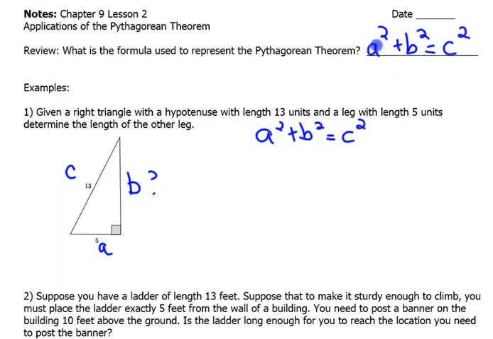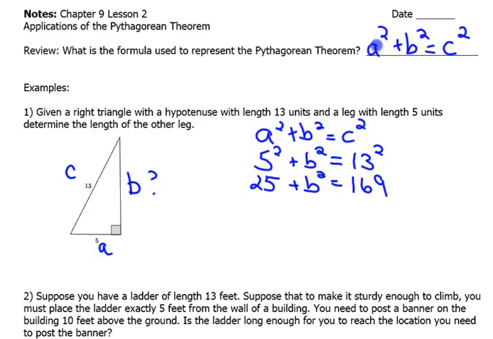I'm going to fill in my numbers. A is 5. B we don't know, so it's going to stay as a b. C is 13. And now just like we did yesterday, I'm going to do that math. 5 squared is 25. 13 squared is 169. Now, I did those in my head. You, of course, can use your calculators. But now what I need to do, like when I'm solving any equation, is get my variable by itself. So I have to subtract 25 from both sides.